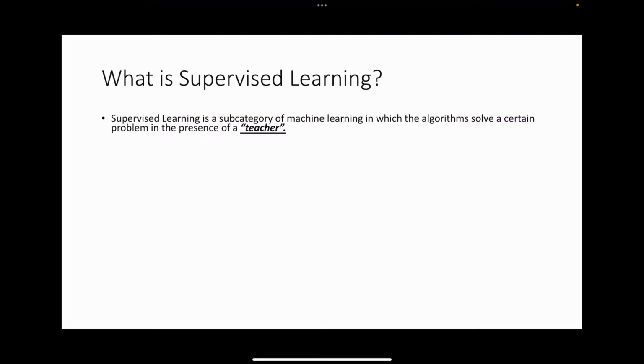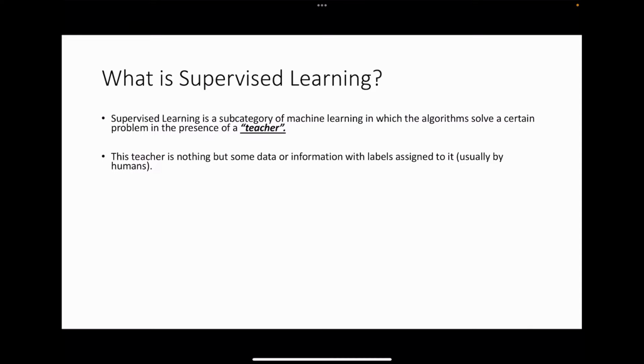Supervised learning is a subcategory of machine learning in which the algorithm solves a certain problem in the presence of a teacher. This teacher is nothing but some data or information with labels assigned to it, and these are usually assigned by humans. To create an analogy, supervised learning can be considered equivalent to learning in a classroom environment. In a classroom environment, there are two methods to learn to solve a problem. One is to learn with the help of a book, and the other is to learn with the help of a teacher. Whenever you understand a problem with the help of a teacher, it can be considered as supervised learning.